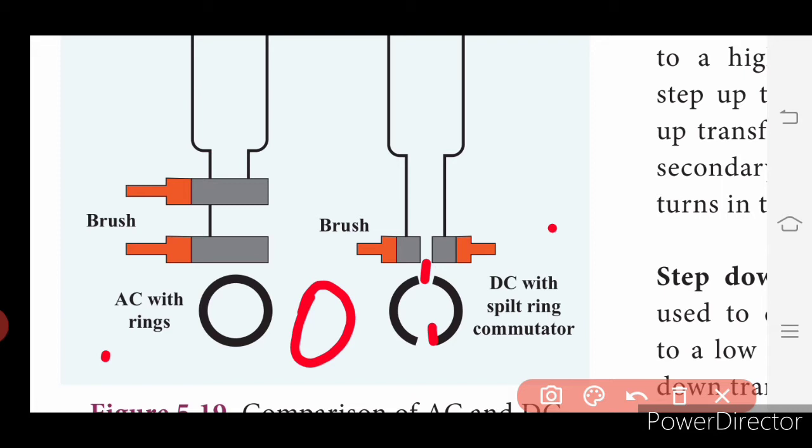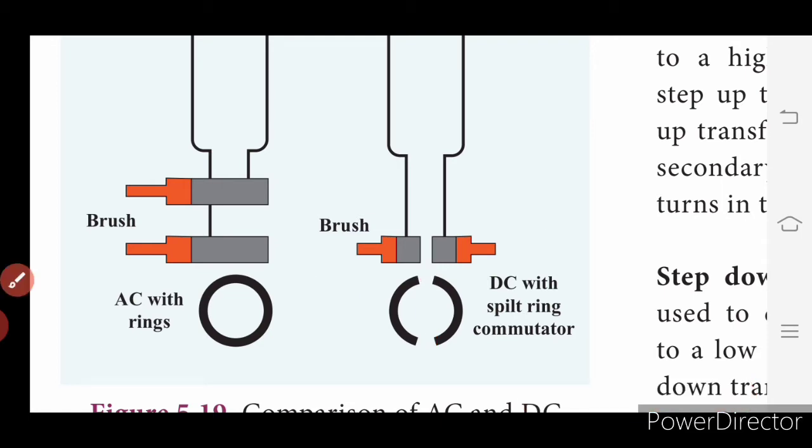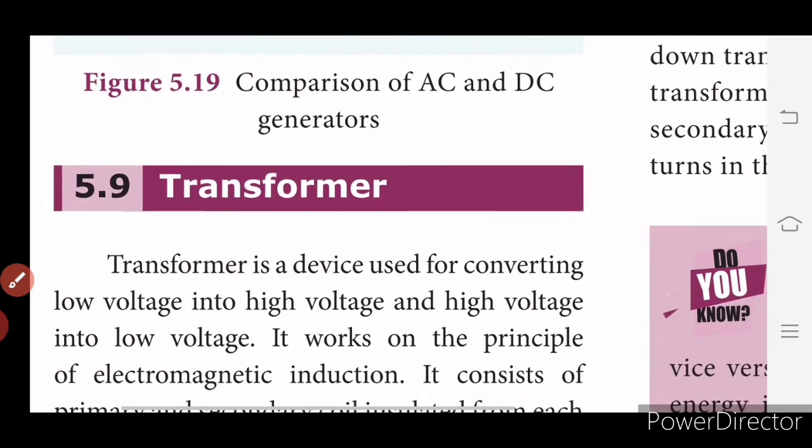The rotation of the split ring is a half rotation in the direct current. The current helps the coil to rotate half of its direction, whereas in alternating current the rings are closed, so it will have a continuous rotation. That is why it is called alternating current, and here it is called direct current. Now we will see the transformer.